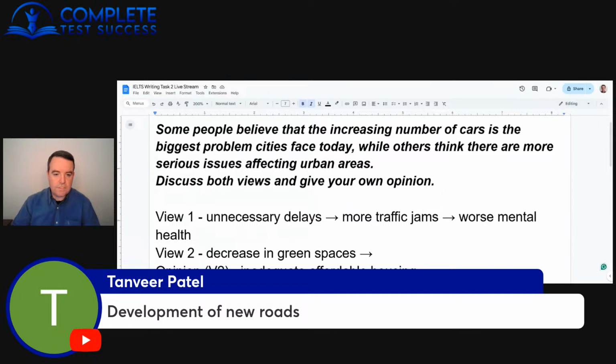Development of new roads. So that would have to be a solution. We're not being asked for a solution at the moment. So that wouldn't be relevant. There would be some questions where you're saying, why is this happening? And what are the possible solutions? And in that case, yes, the development of new roads would be suitable. But there's nothing in this question asking us to come up with solutions to the problem. So that would be unsuitable.